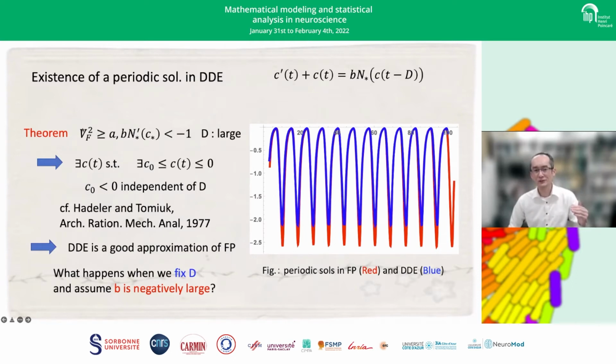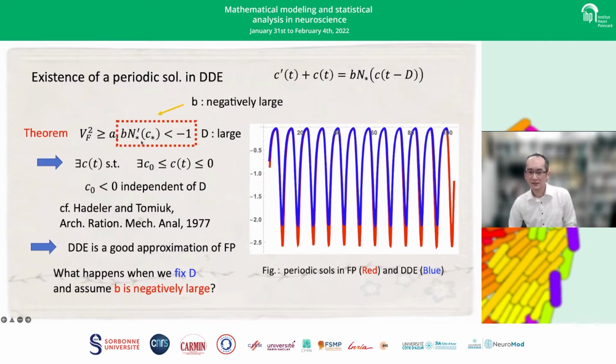Okay, we assume this condition. The time delay should be large. Then there is some periodic solution C satisfying these conditions. Here C0 is independent of time delay D. This is a natural technical condition. So I want to say something about this condition. This condition can be satisfied in the case that B is negatively large, okay? Inhibitory network, okay?